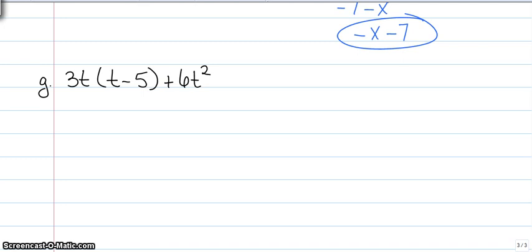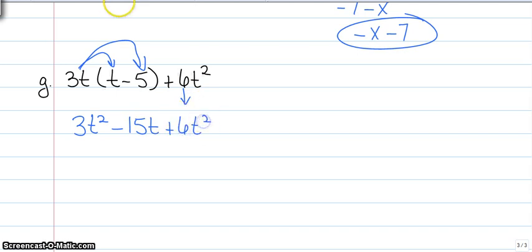Okay, last problem. Now I have 3t times t. It's going to give me 3t squared. 3t times negative 5 is going to give me a negative 15t. Then I can't forget my little brother or sister, so I've got to bring that down, so plus 6t squared.